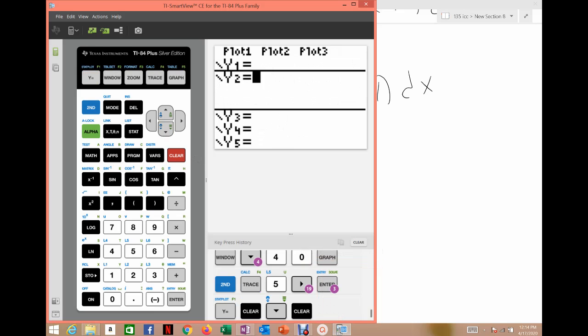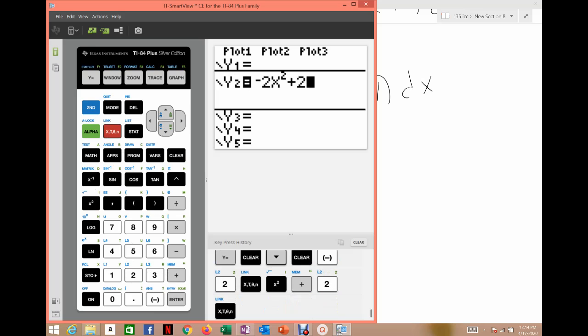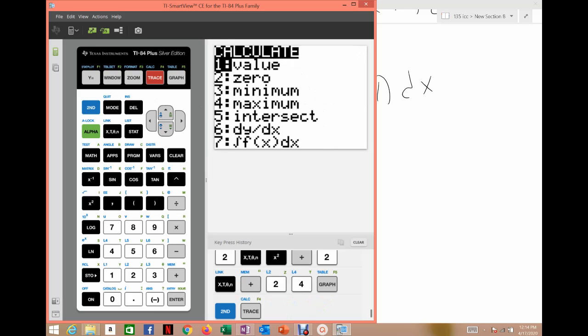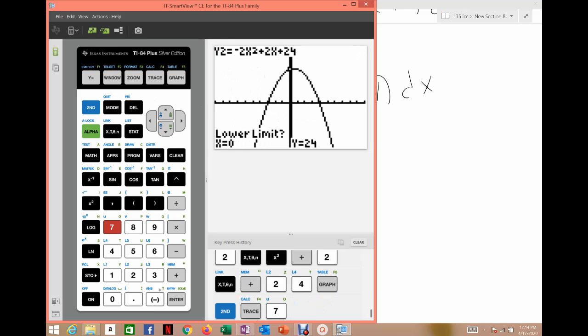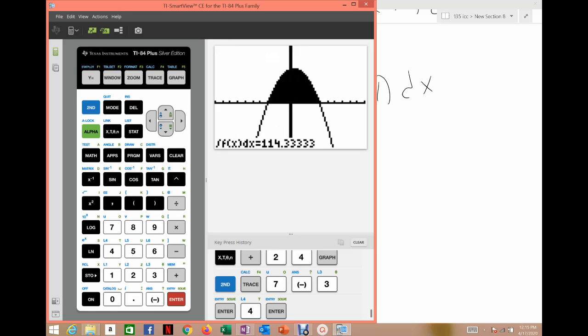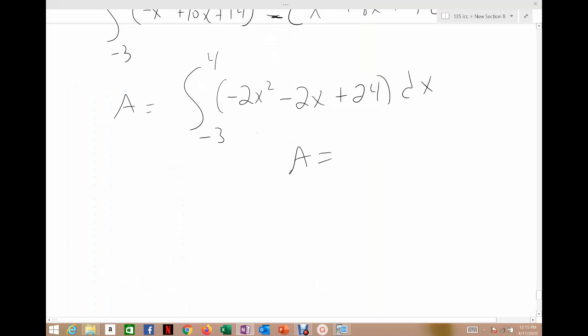All right, so type in the new function, right? The negative 2x squared plus 2x plus 24. Graph. There's my new function. I'm going to graph it between negative 3 and 4, which is where it should be hitting the axes. So second trace, 7, negative 3, enter, positive 4, enter, and it should shade that in, and so it's 114 1/3. So area comes out 114 with 3 repeating, or 114 1/3.